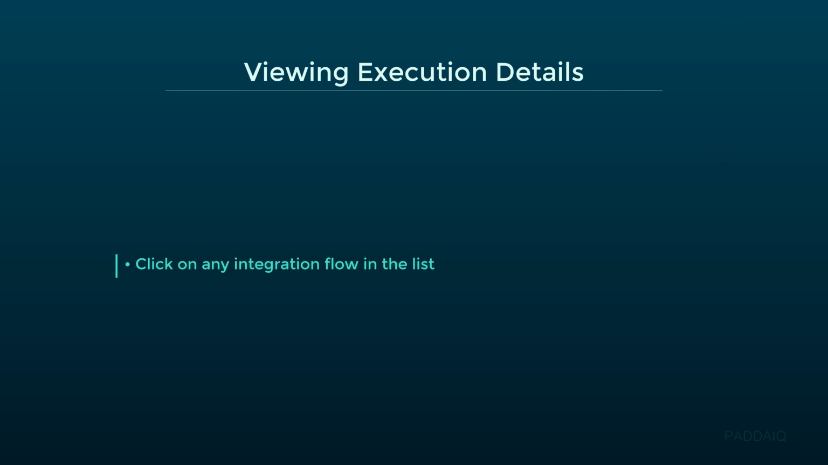Viewing execution details for process monitoring. Click on any integration flow in the list. This means selecting one of the available flows to see its specific information. For example, if you have a flow that syncs customer data, clicking it lets you check its recent runs and status. This action is your starting point for detailed monitoring.